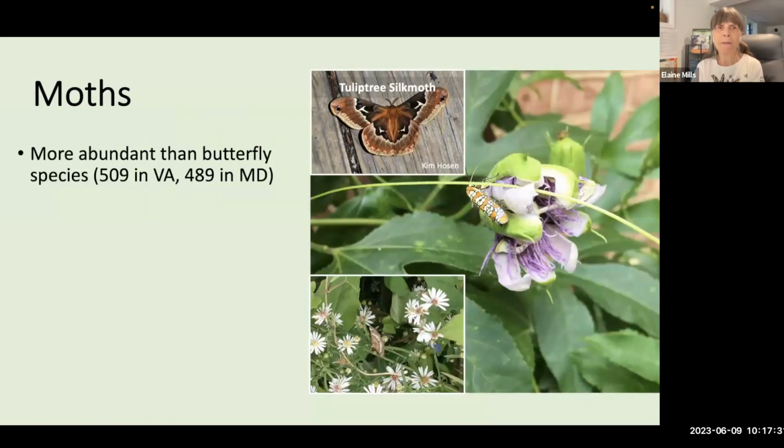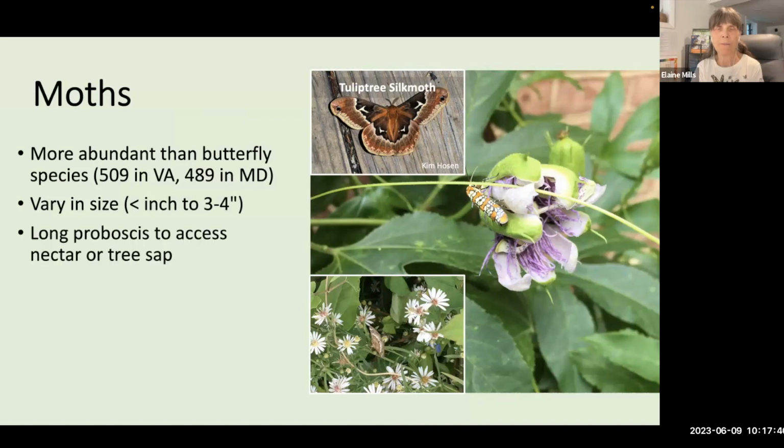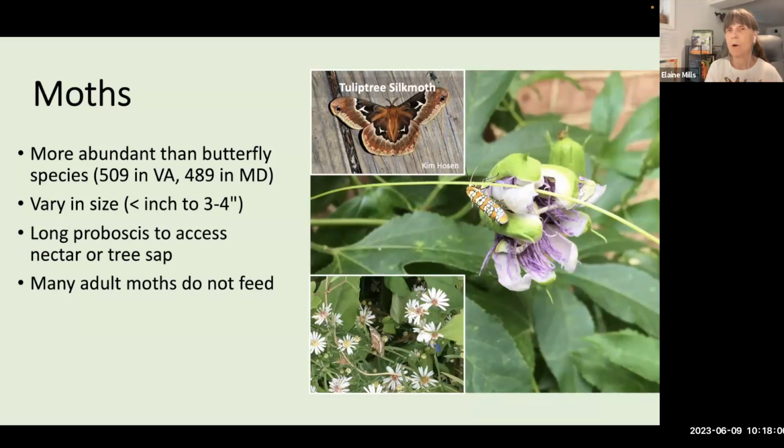Moths are much more abundant than butterfly species. They can vary greatly in size, from less than an inch to up to 3 to 4 inches across. They also will have a long proboscis to enable them to access nectar or tree sap. But many adult moths do not feed. They actually lack that proboscis, the mouth parts, and they don't have active digestive systems. That means that they're going to rely on that all-important caterpillar stage to do their feeding. They will live only a short period of time, maybe a few days, a week at the most, in order to mate, but then they will die.